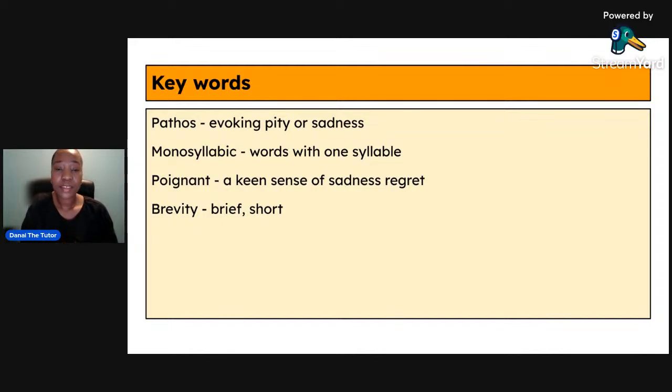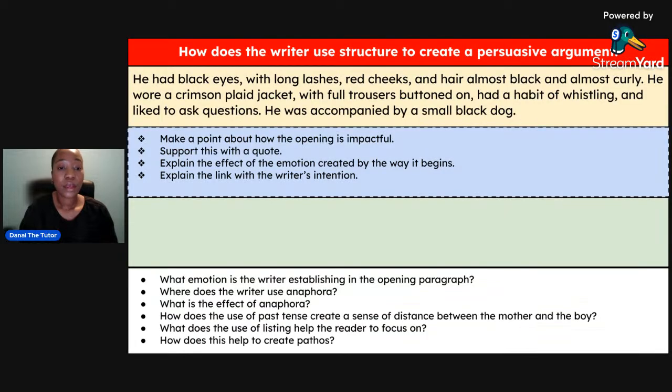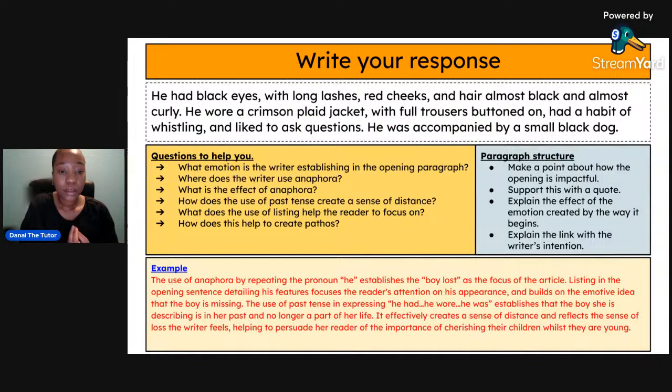Okay, their brevity, they're quite short and brief, the one sentence paragraphs. So you can use it in relation to that, for example. Okay, so we are going to start writing our response. So we are starting with that opening paragraph.